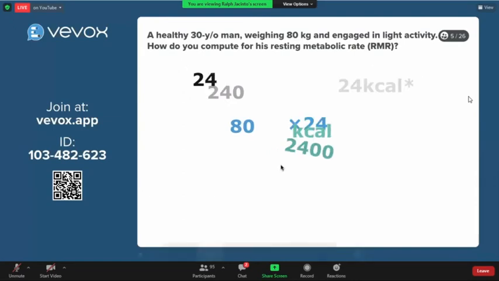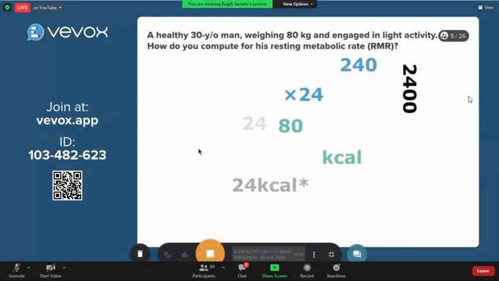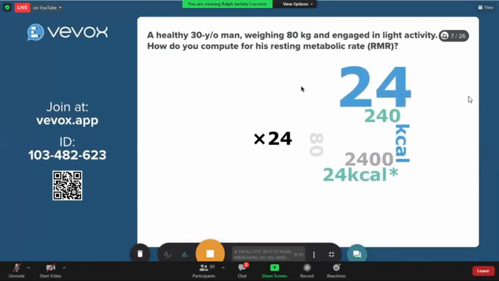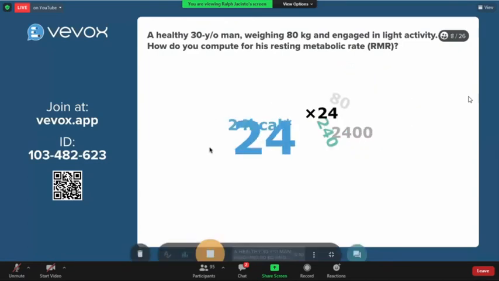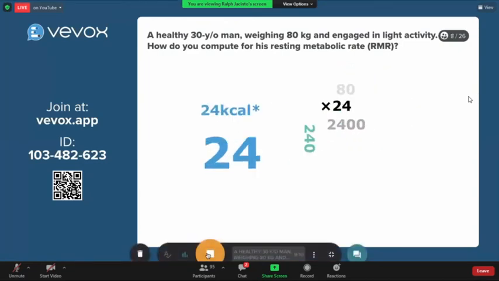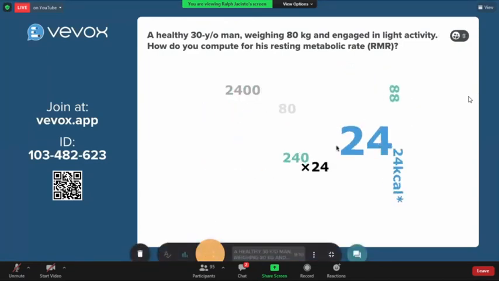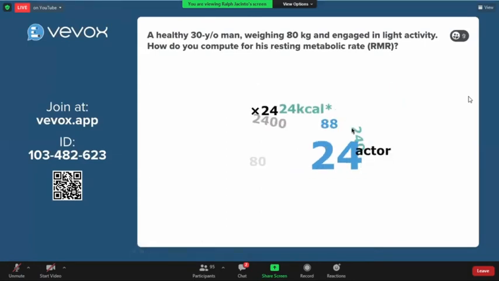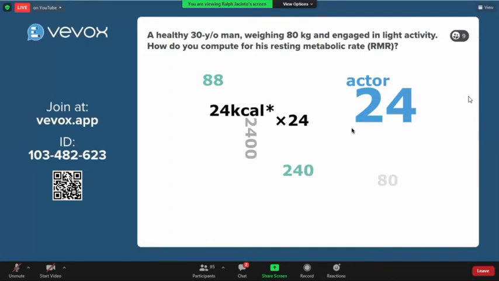Okay, this one is incorrect. The 2,400, it's incorrect. That would be the estimated energy requirement for this individual, but it's not the resting metabolic rate. So this is correct, 24. The factor to get the RMR is the body weight multiplied by 24 kilocalories per kilogram per day. Okay, very good.